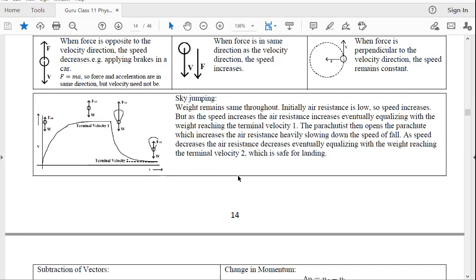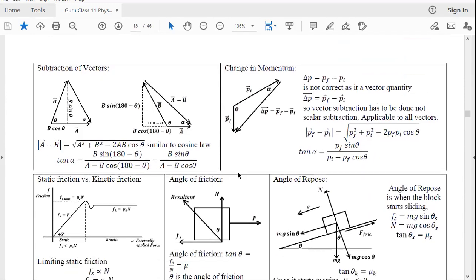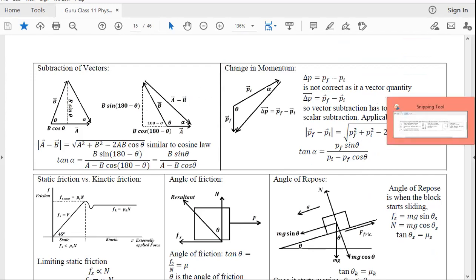Any questions, any doubts? Can I move on? Yes, sir. Okay. Subtraction of vectors, we have already completed it in the 4th chapter. So maybe I can give you a quick revision.